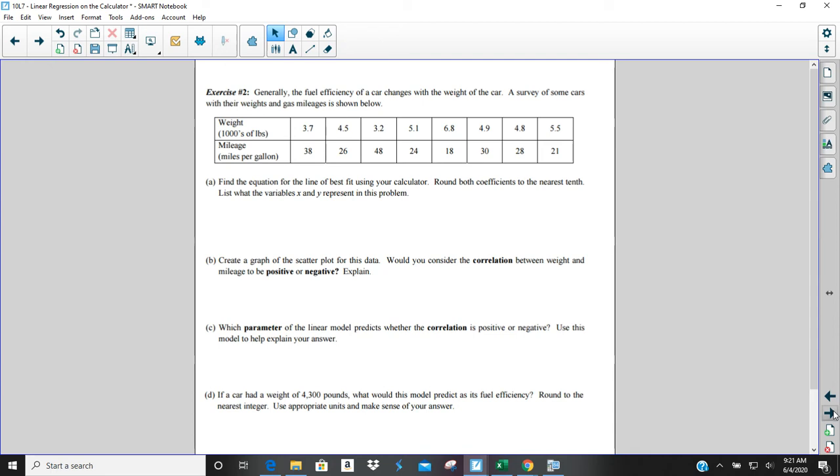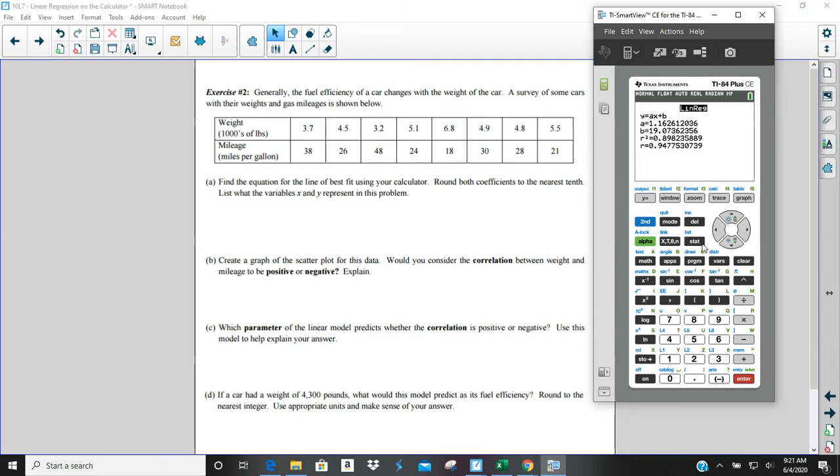Find the equation of the line of best fit using your calculator, round both to the nearest tenth. Then list what the variables are. You have to tell the reader what the X and the Y are. And then this one, we'll be able to do it pretty quickly. So given the weight of the car, what is the gas mileage is what it's saying.